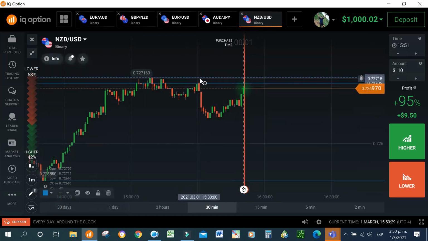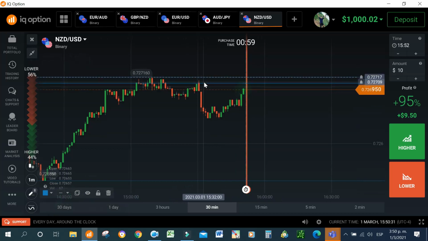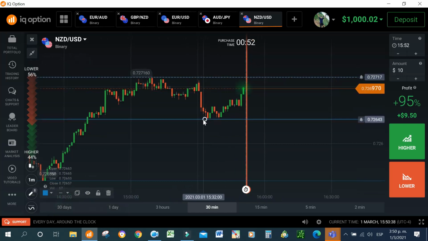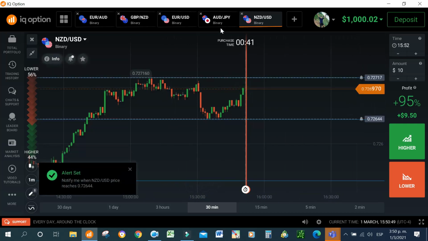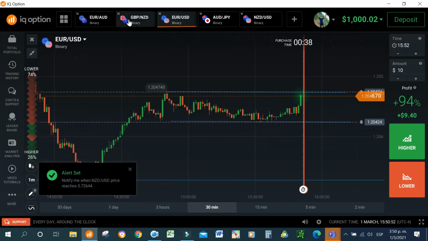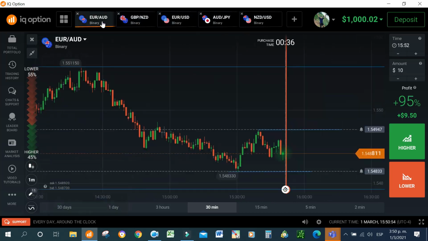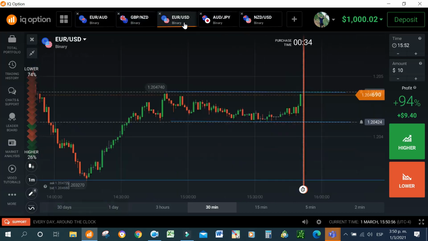So according to this strategy, we are going to play only breakout, breakdown, okay? But I will teach you how to play a correct breakout. Okay, now let's wait for one of these opportunities. I think the soonest one would be this one.